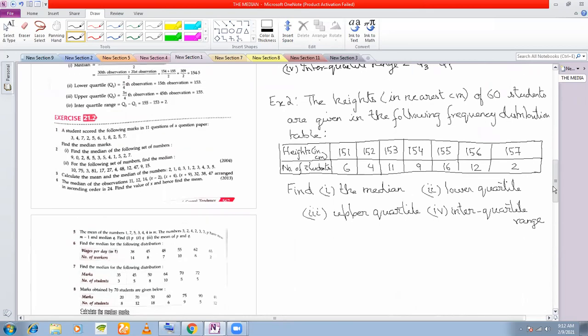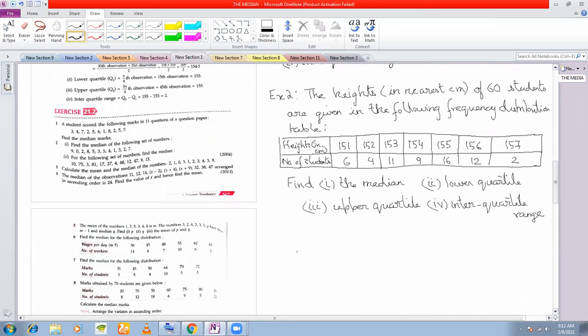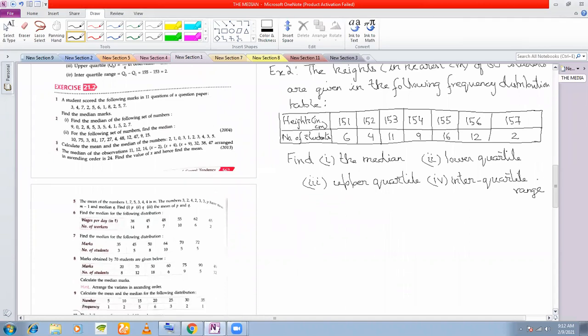The second kind of question that you can get is this, that is an ungrouped frequency distribution. This is a frequency distribution that does not contain class intervals, so therefore this is called an ungrouped frequency distribution. In case of an ungrouped frequency distribution, let's see how to find out the mean, median and the quartiles.